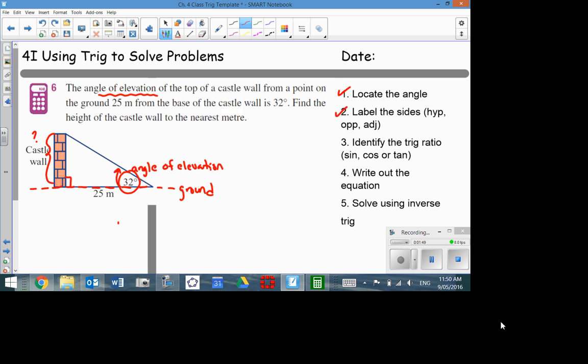Label the sides. So if you're standing at the 32 degree mark, we want to know something about the castle wall, and that is opposite from you. So we're going to label that as our opposite side. We don't have the hypotenuse in this question, but we do have the adjacent side, because that's directly next to the 32, and it's helping to make that 32 degree angle. Also, identify what trig function you would use. So remember, your sine is opposite over hypotenuse, cosine is adjacent over hypotenuse, tangent is opposite over adjacent. So what we have in this question is opposite and adjacent, so I'm going to use tangent.